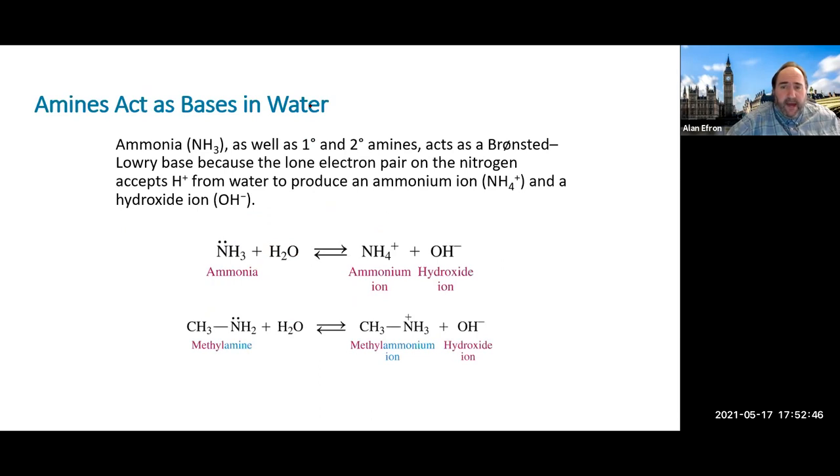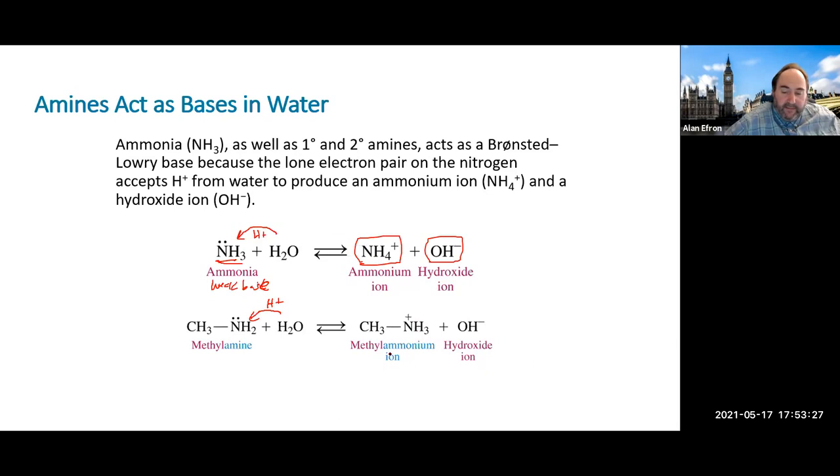Now, let's talk about a couple of reactions that amines do undergo. Since amines are a derivative of ammonia, and ammonia is a weak base, they behave like a base, so it's going to accept an H+, and that's how we get NH4+ and OH-. Same thing happens here with our methylamine, for example. It's going to pick up that H+, that Bronsted-Lowry definition of a base. Basically, all we did there is put an H+ onto our methylamine.